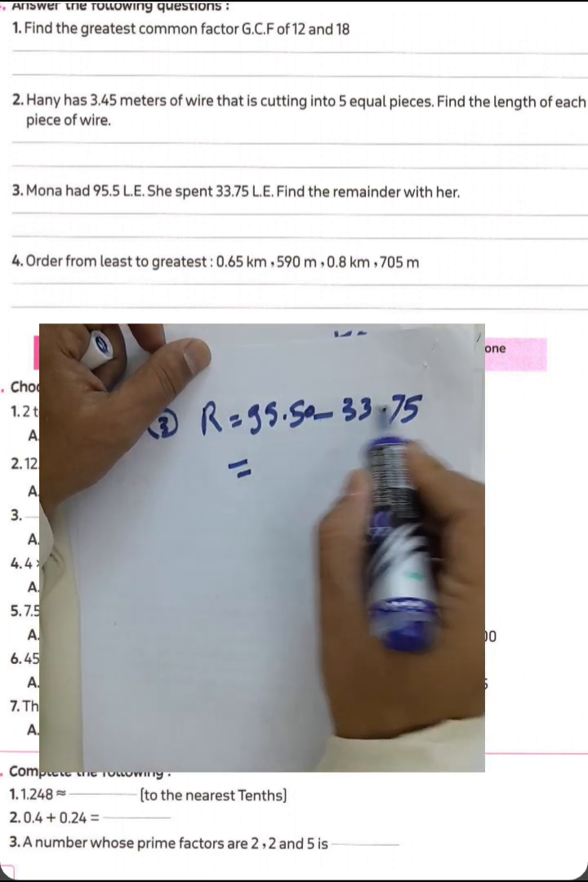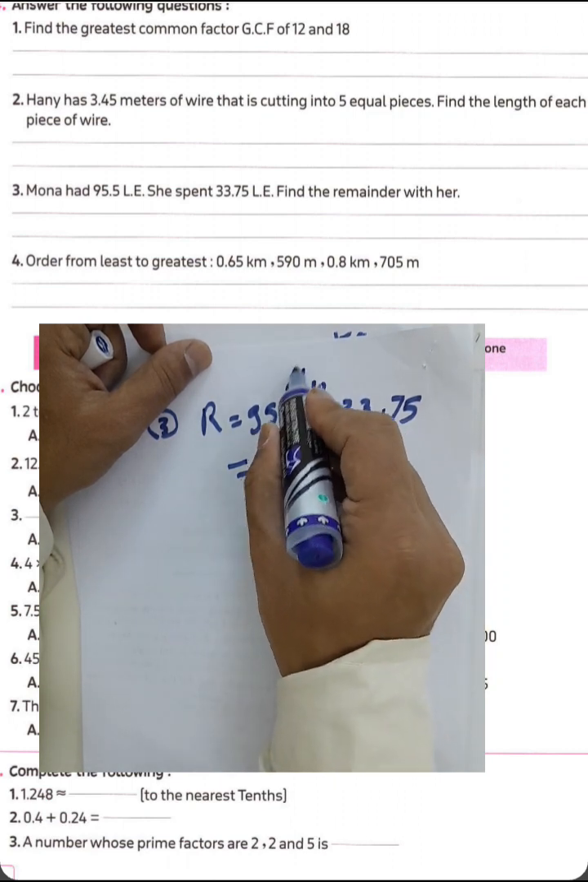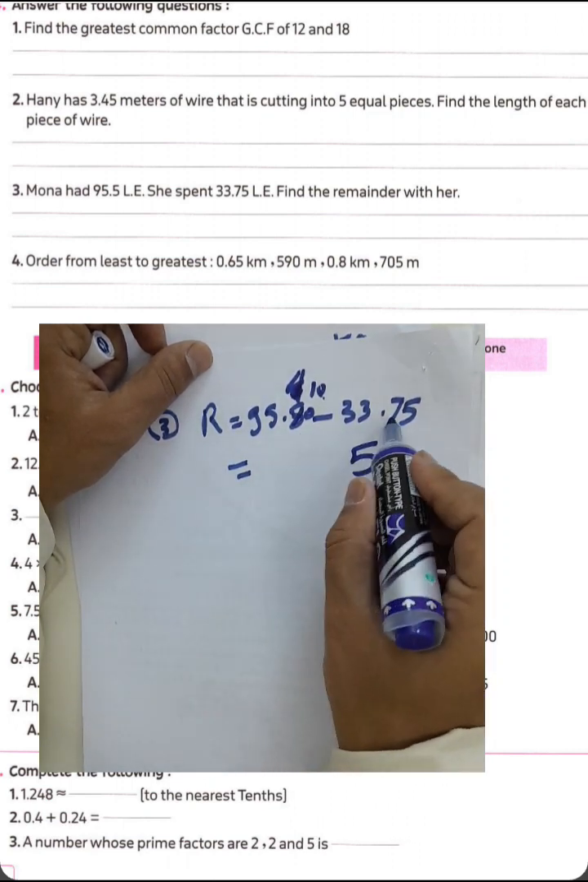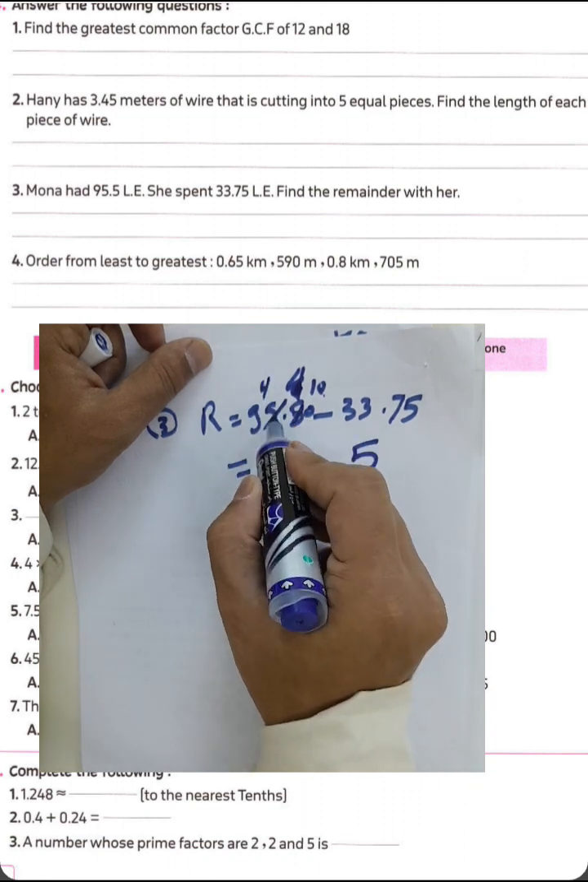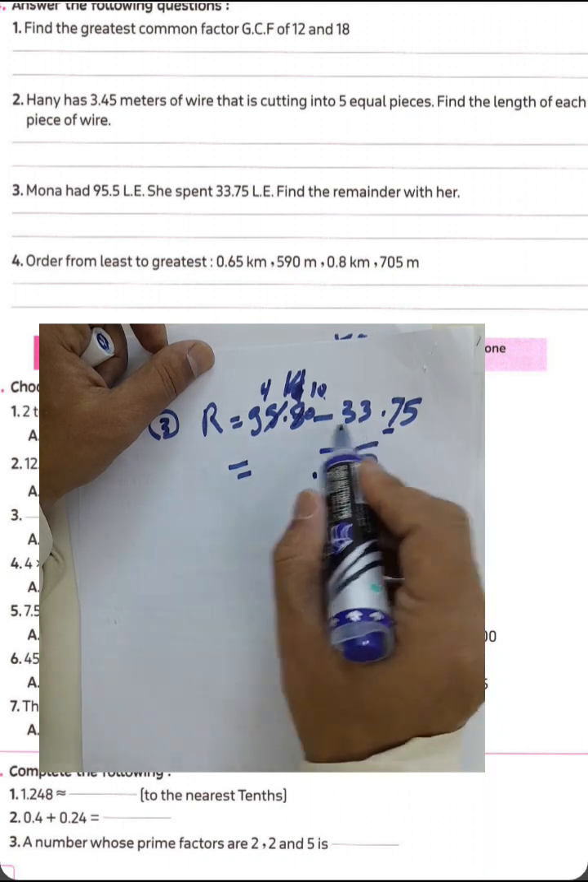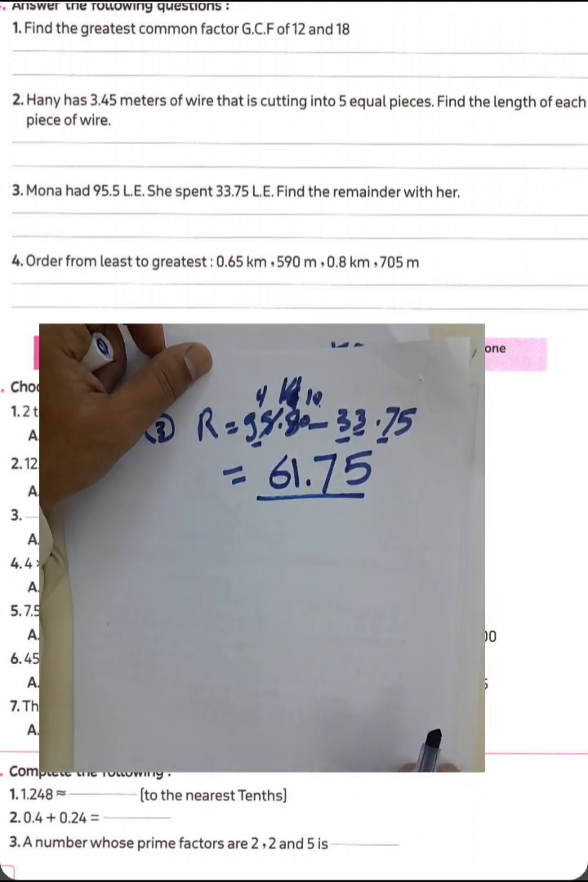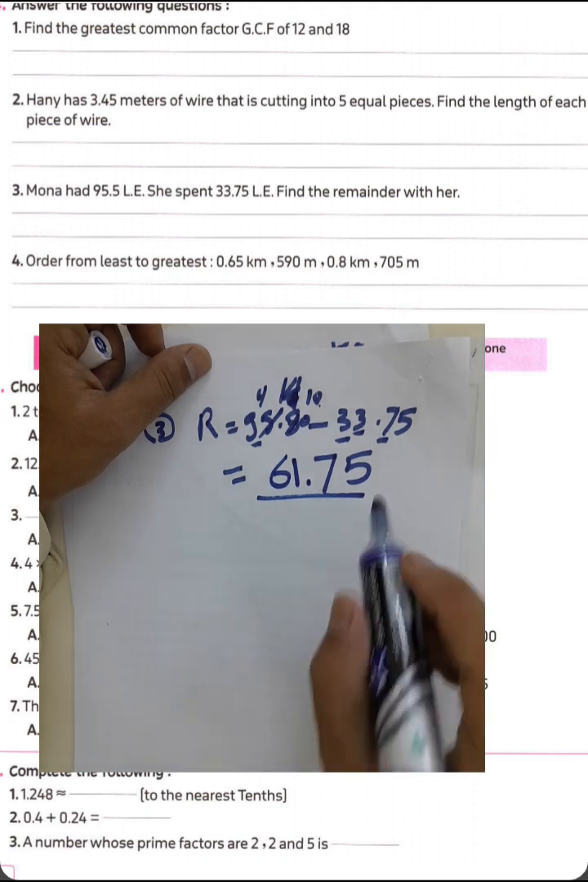I'll put 0 here. 0 minus 5, we can't, so borrow 1, it will be 4, and it will be 10. 10 minus 5 equals 5, and 4 minus 7, we can't, so borrow 1 from 5, it will be 4, and 4 becomes 14. 14 minus 7 equals 7, and 4 minus 3 equals 1, and 9 minus 3 equals 6. The result will be 61.75 Egyptian lira.